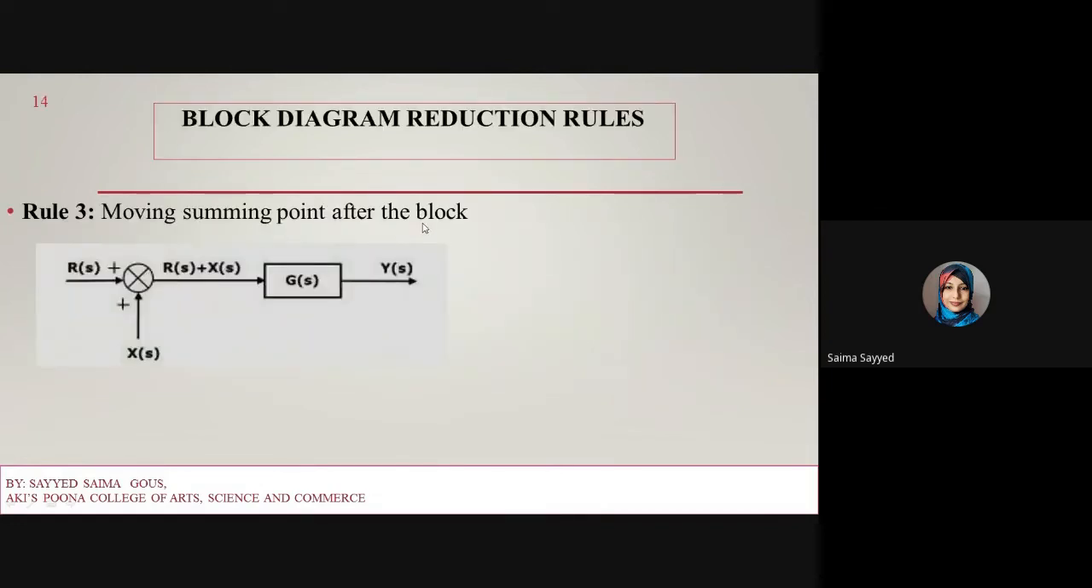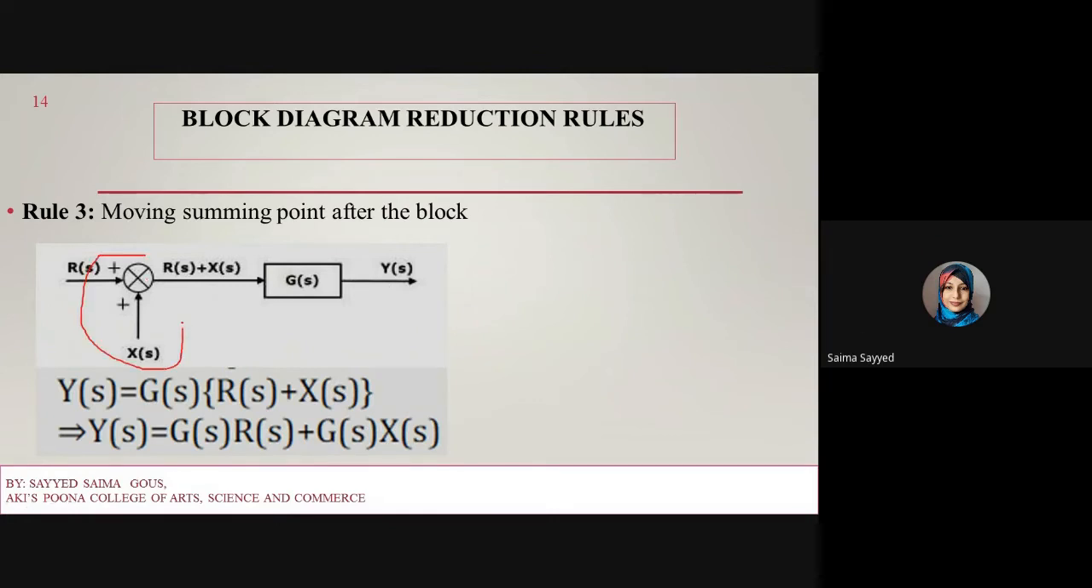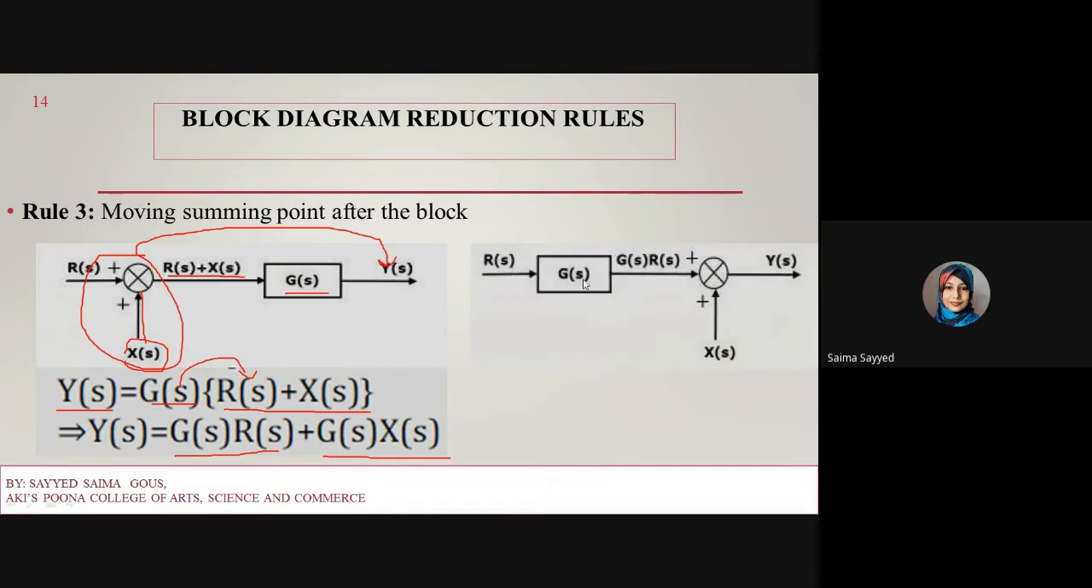Then moving the summing point after the block. Now this is my block and this is my summing point. I have to move this summing point after the block. Here Y(s) equals G(s) into the sum where X(s) gets added to R(s), so it will become R(s) plus X(s). So G(s) multiplied by R(s) plus X(s), and if we multiply, it becomes G(s) into R(s) plus G(s) into X(s).